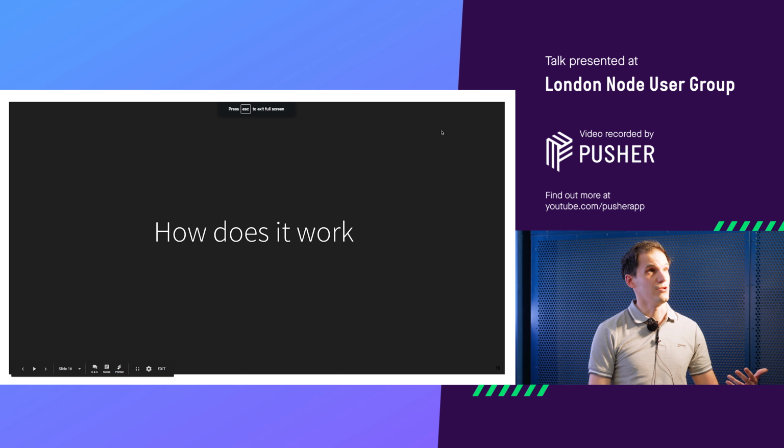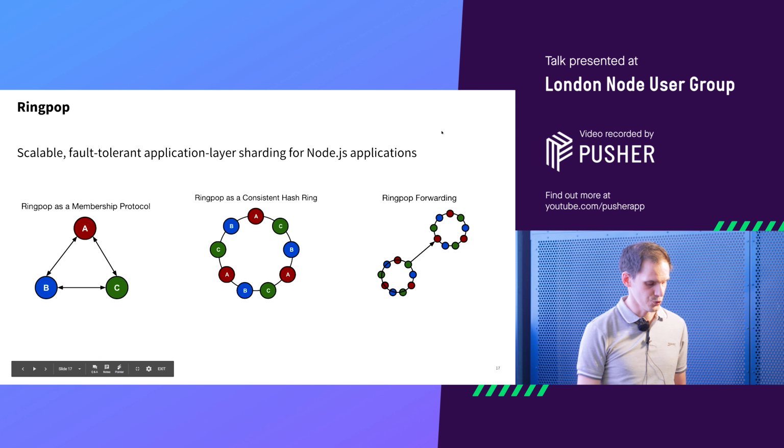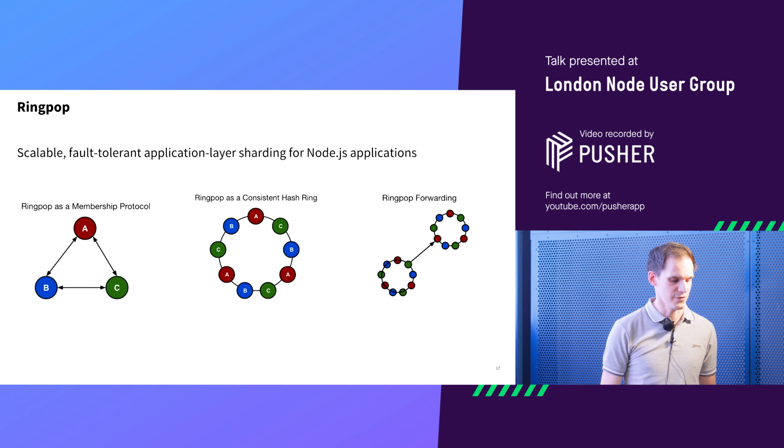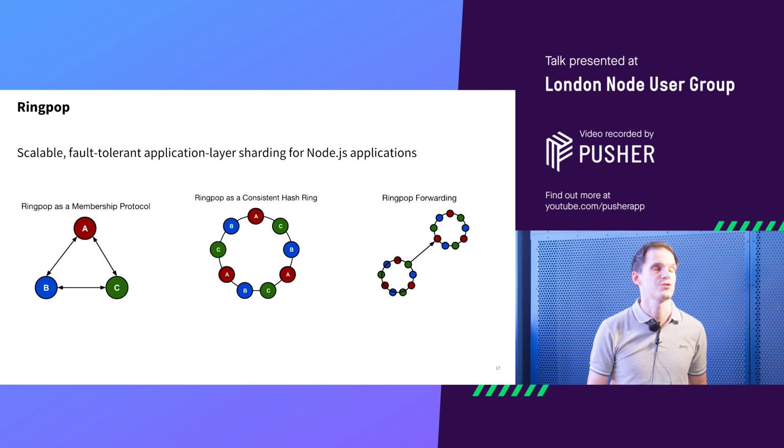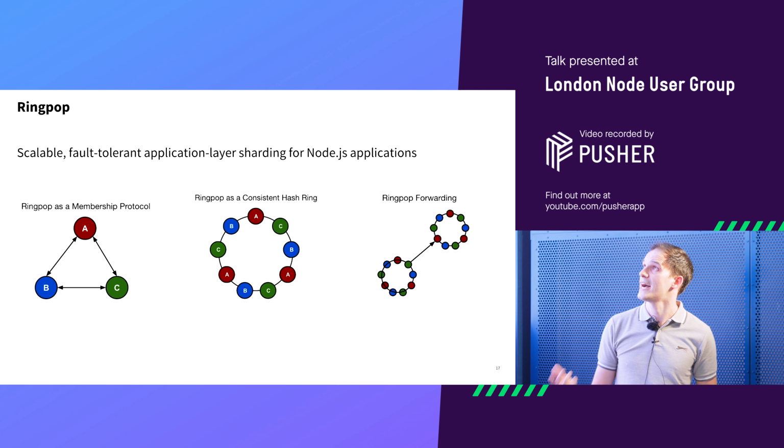So how does the resource manager work? It's built on top of a library called RingPop. RingPop was developed by Uber, and it's a scalable, fault-tolerant application layer sharding for Node.js applications. There are three main components to RingPop: the membership protocol, the hash ring, and forwarding.